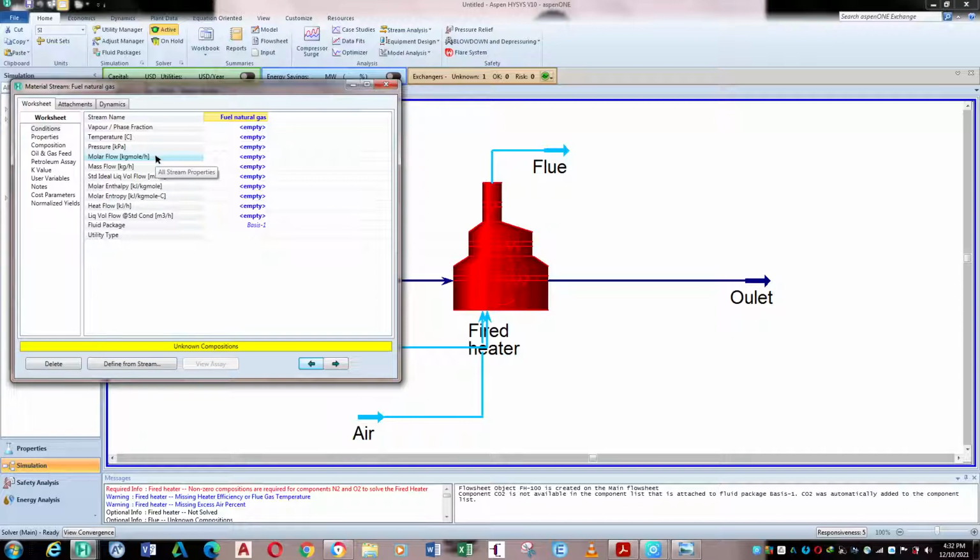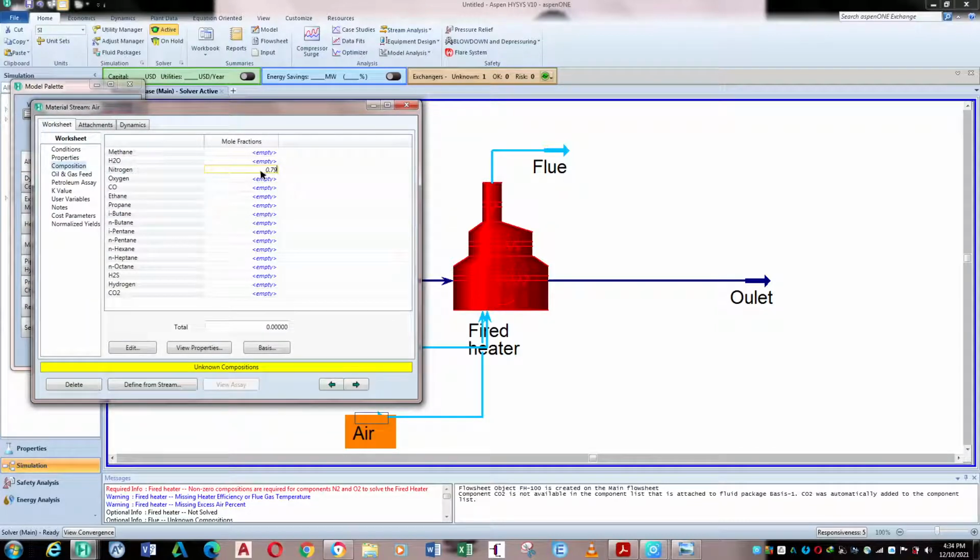So similarly, we work on our air stream, and then of course the vapor fraction is 1, temperature normal room temperature, and then 1 bar as well, and then the composition of air is having it as 0.79 nitrogen and 0.21 oxygen.